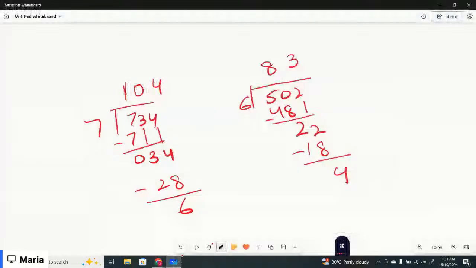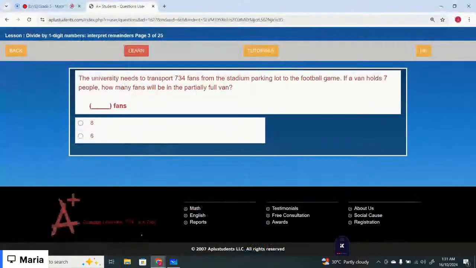So that means, the question is how many fans will be in the partially full van? The last van has 6 fans. The correct option is 6. Option number 2 is the correct option, right? The partially full van has 6 fans. Got it, everyone? The correct option is 6.